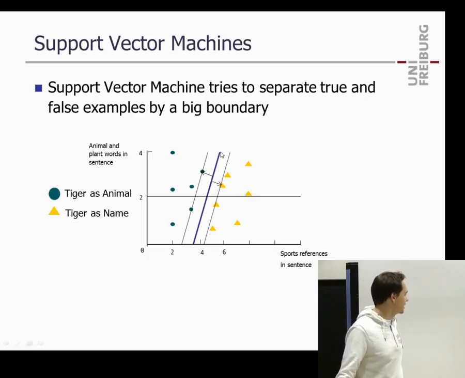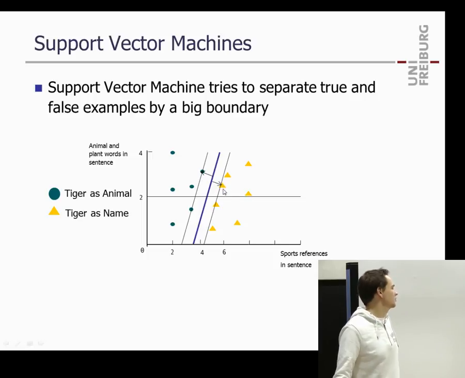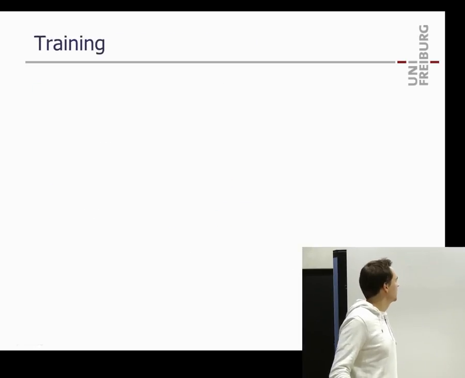Okay, and now, what does the SVM do? It tries to make this line in a way that there is a big boundary between the closest positive example and the closest negative example. So it tries to make this margin as big as possible. And that's basically already the main idea of the SVM.